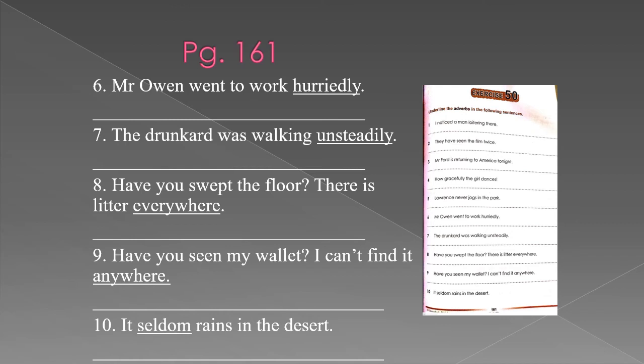Number 7. The drunkard was walking unsteadily. How was the drunkard walking? He was walking unsteadily. So underline the word unsteadily. This is adverb of manner.